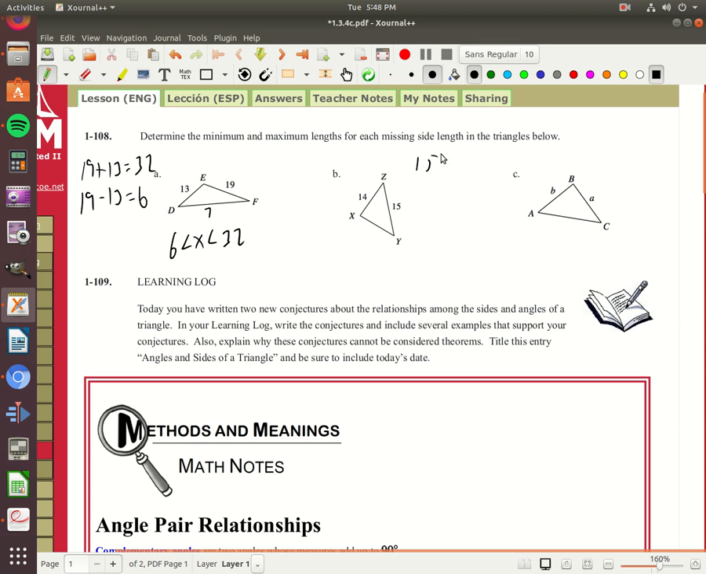Here, 15 plus 14 is 29, and 15 minus 14 is 1. So again, this has to be between 1 and 29. It can't equal 1. It can't equal 29. And then what about this one? Well, we would say this one is going to be between a plus b and a minus c, right? So we'll say a minus c is less than x, and that's less than a plus b. So there we go. That's our relationship for the third side.